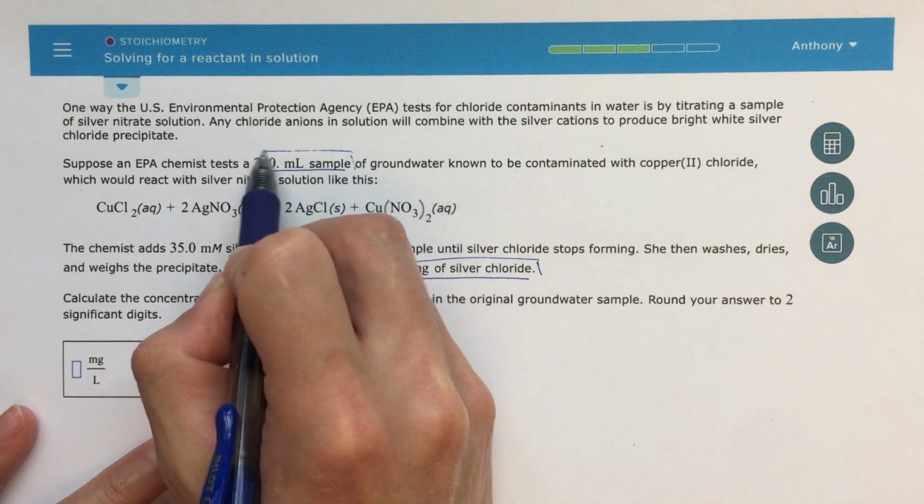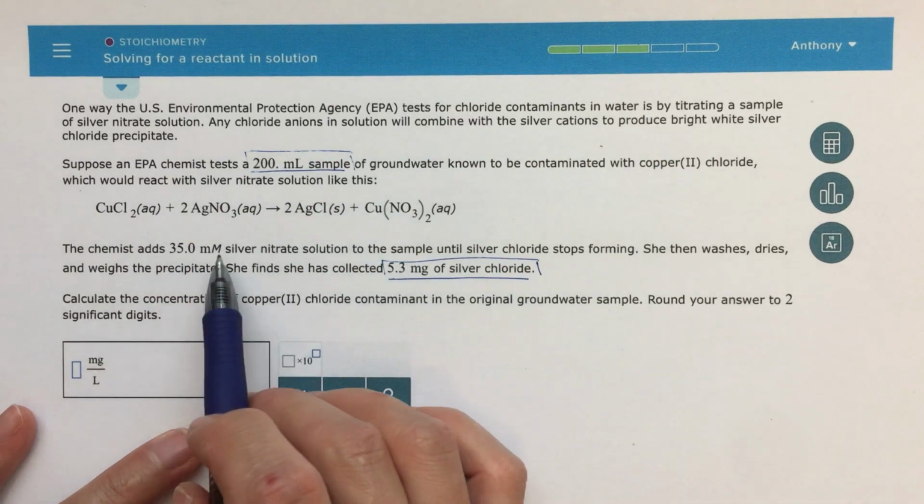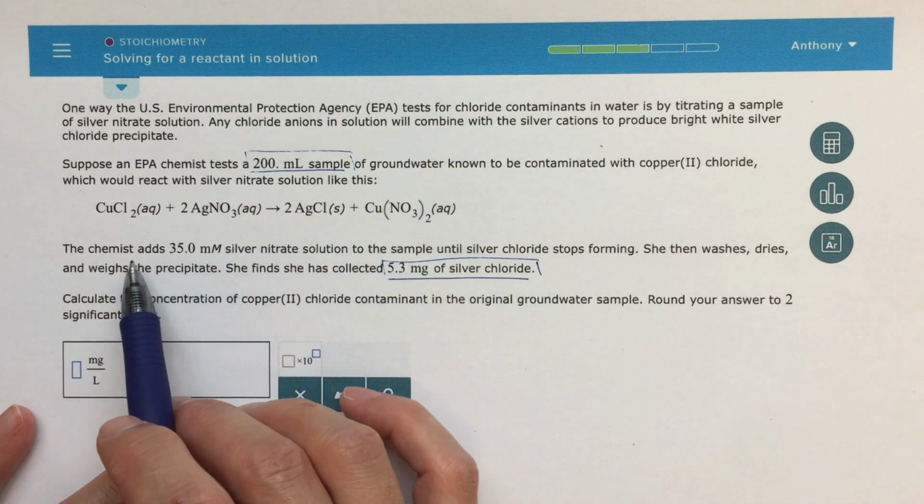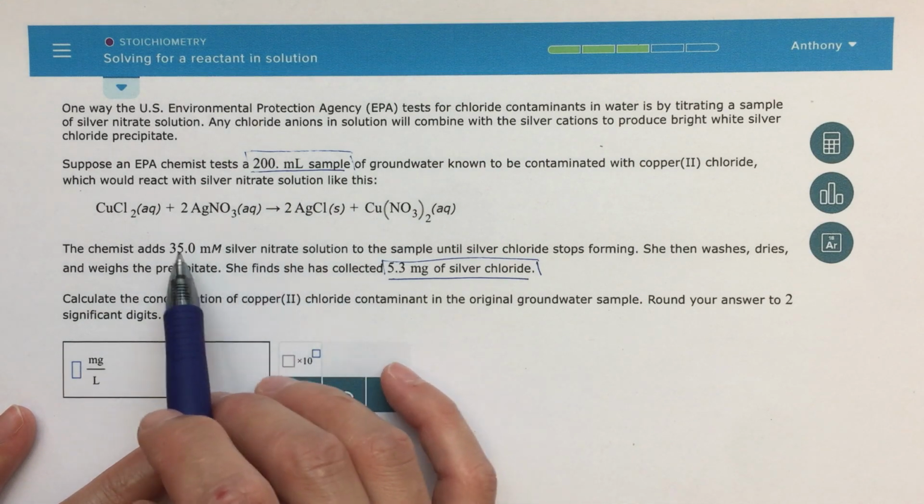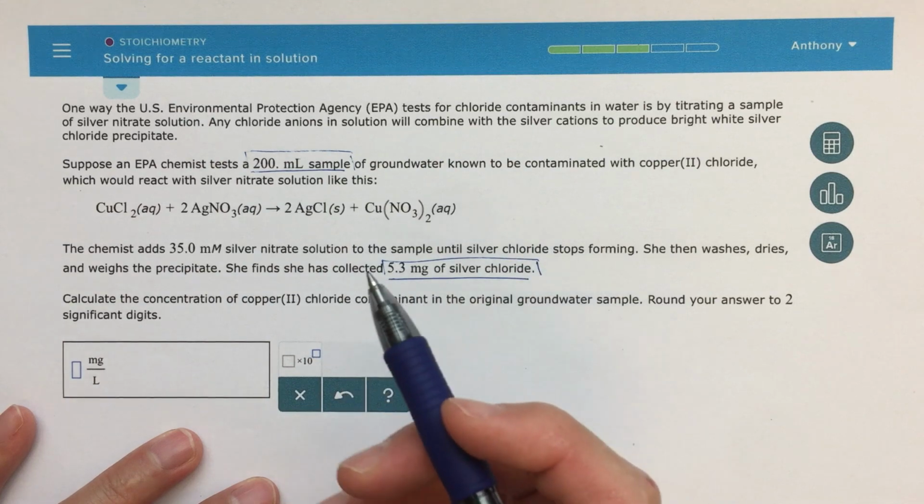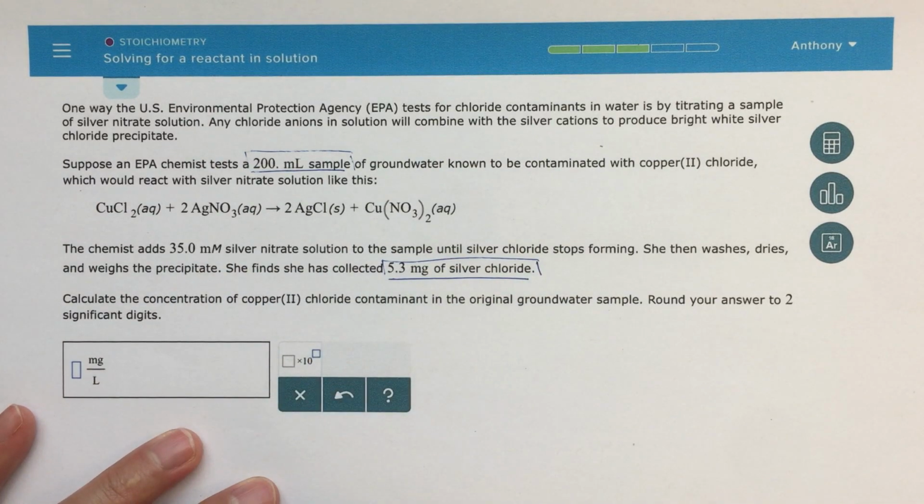sample is 200 milliliters. So that's the information that I really need. There's also some distracting info here. So it says that I add 35 millimolar silver nitrate solution. That's still going to be an excess of silver nitrate. So we really don't care about this. This is just to distract us from the good stuff that we really need.